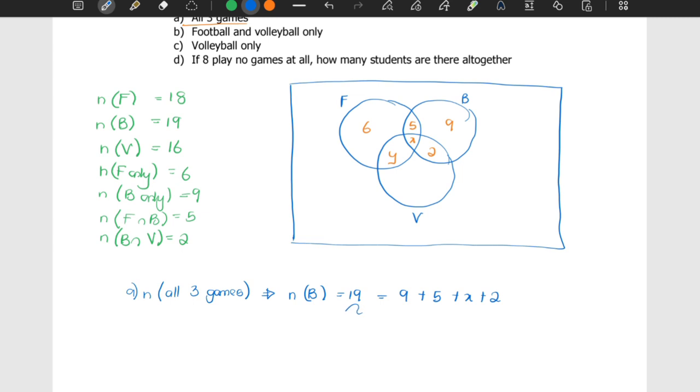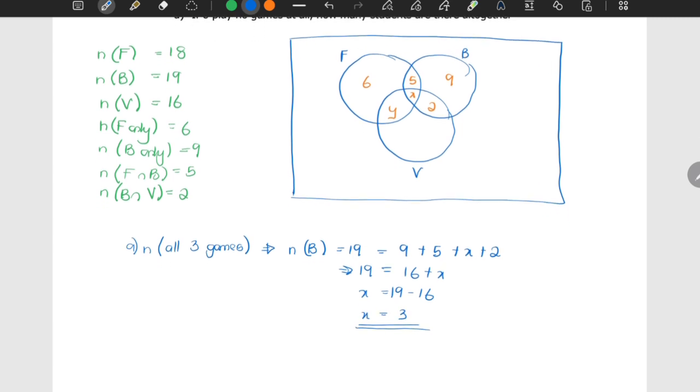So 19 is therefore going to be equal to 9 plus 5, that's 14, plus 2, that's 16, plus x. X will be equal to 19 minus 16. X will be equal to 3. So 3 play all the sports.